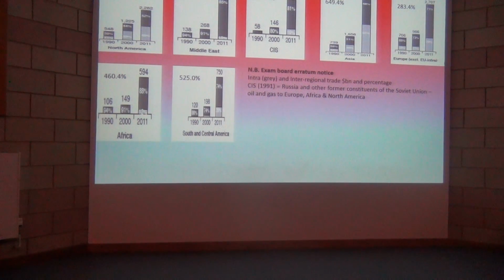Other things worth noting with regard to this data, we can see here in the CIS, Commonwealth of Independent States, in 1990, we did not have any intra-regional trade, there's no grey bar there. Now the reason for that is because the CIS did not come into existence until 1991. So the CIS, which is Russia and other former constituents of the Soviet Union, didn't come into formation until 1991, and therefore we have no data for 1990.